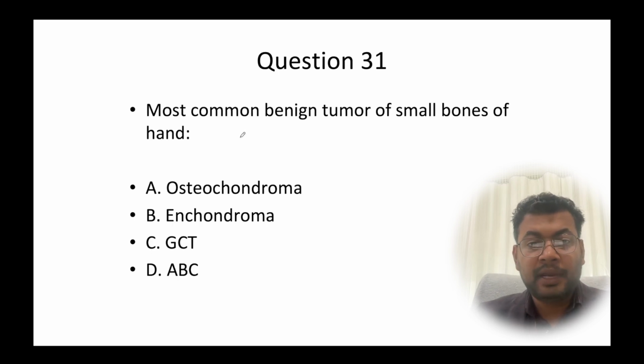Most common benign tumor of small bones of the hand. So they are now asking about benign tumor. We know that the most common benign tumor of the small bones of the hand is enchondroma. Answer is B.